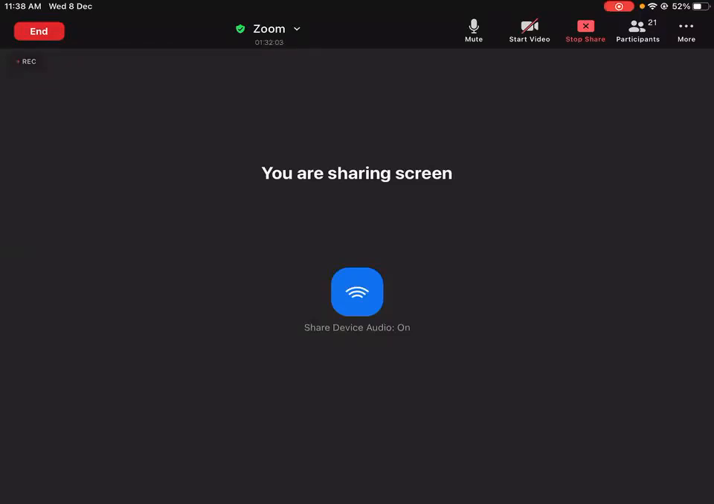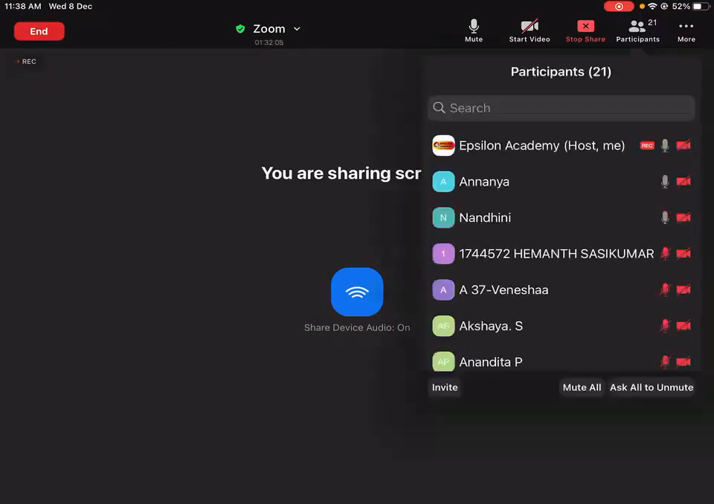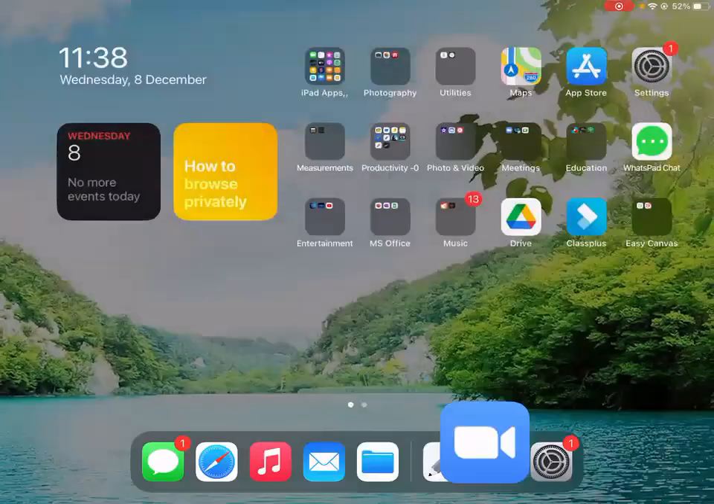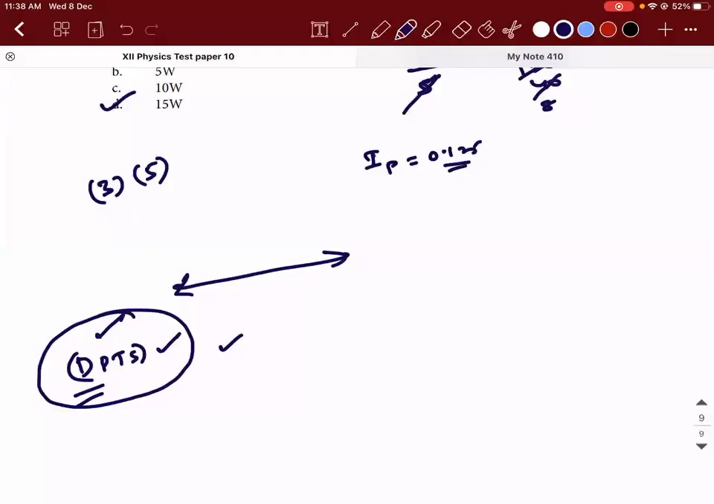Sir, can you say the difference between the formula BIL sin theta and B square L square V by R? Is it just that we're converting, or what is the exact difference between them? BIL sin theta and B square L square V by R. Both are force.